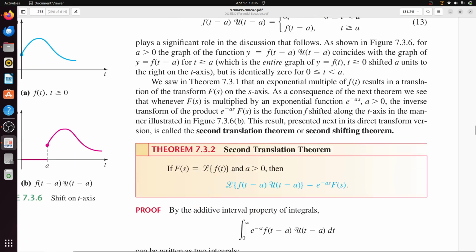Second translation theorem: if F(s) is equal to Laplace transformation of f(t) and a is greater than 0, then Laplace transformation of f(t minus a) into u(t minus a) is e^(-as) into F(s). So once again, just go through it. Laplace transformation of f(t minus a) into u(t minus a) is e^(-as) into F(s).